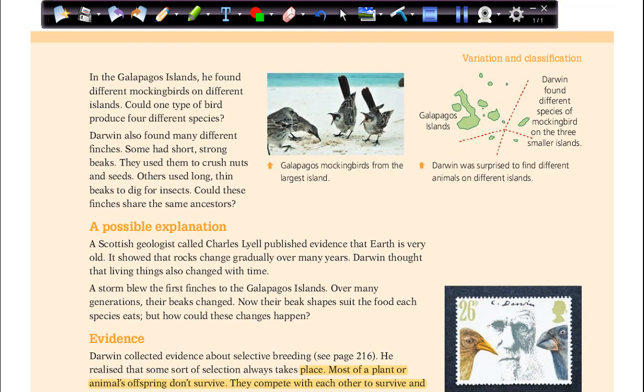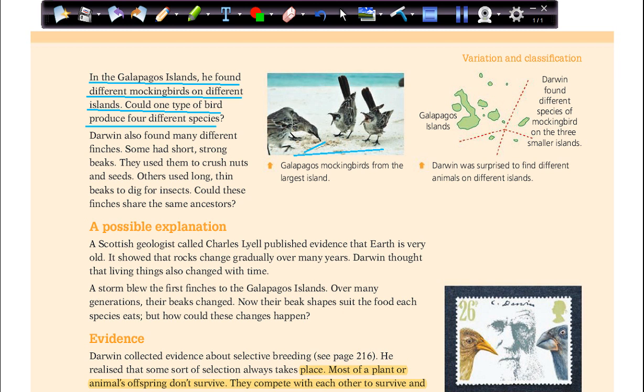In the Galapagos Islands, he found different mockingbirds on different islands. Could one type of bird produce 4 different species? So these are the mockingbirds. They are digging for food, as you can see here. They are digging for insects, and they have different shapes. So he was asking, could one type of these birds produce 4 different species, or fewer different species, or not?